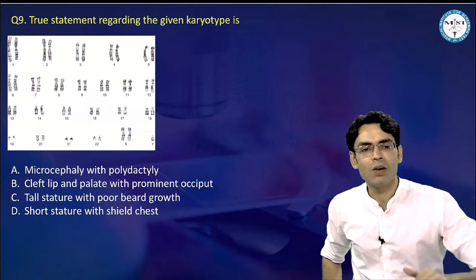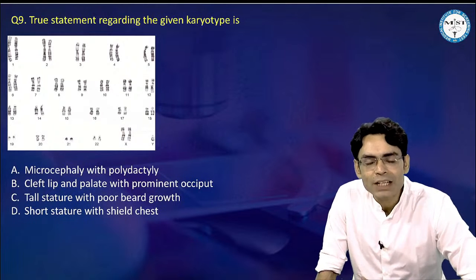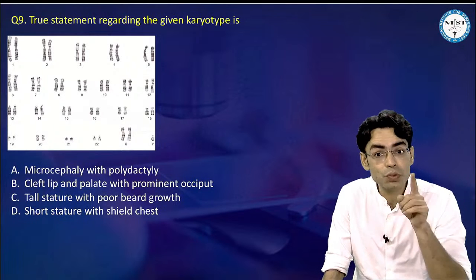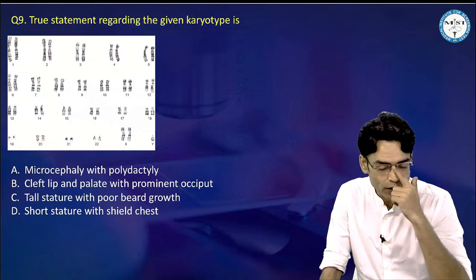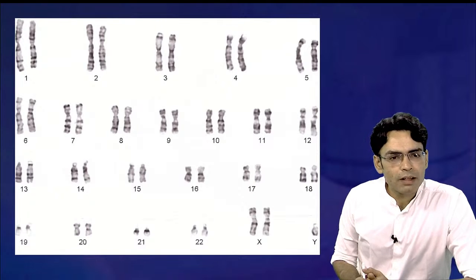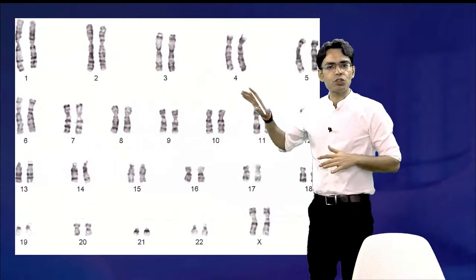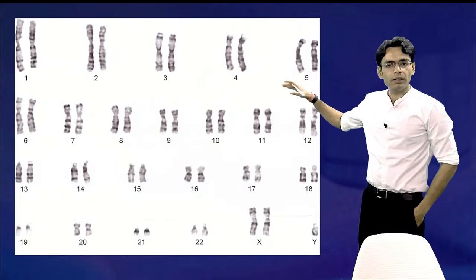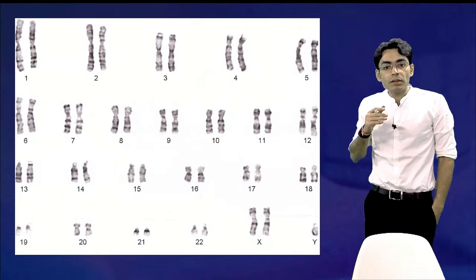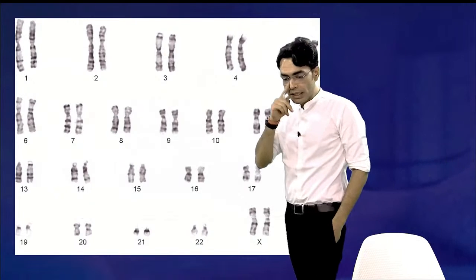Now, moving on to the 9th question. True regarding the given karyotype. You need to find out the true statement regarding the given karyotype. So I'll just show you the karyotype. We see first chromosome, second, third, fourth, fifth. Everything looks normal here, right? If somebody asks you what is the biggest chromosome, tell me quickly, what is the biggest chromosome we have? Can you please tell me?